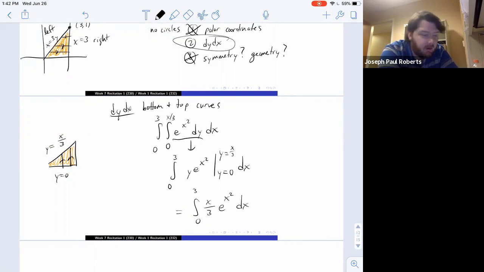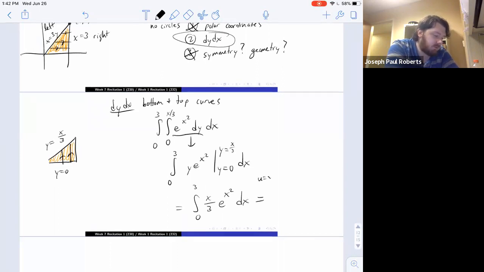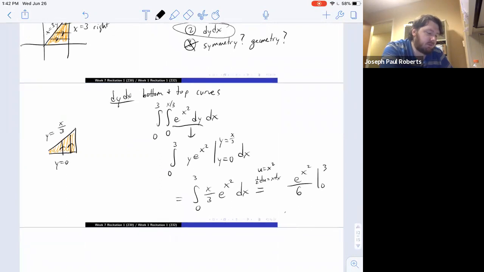At first, I'm not sure that I'll be able to finish this, but I know I'll at least be able to get started. But as it turns out, this region works out so nicely that this x is exactly what I need to make a substitution work. If you do u equals x squared, 1/2 du is x dx, then this antiderivative is basically going to be e to the x squared over 6. Evaluate between 0 and 3, and so we get e to the 9th minus 1, over 6.